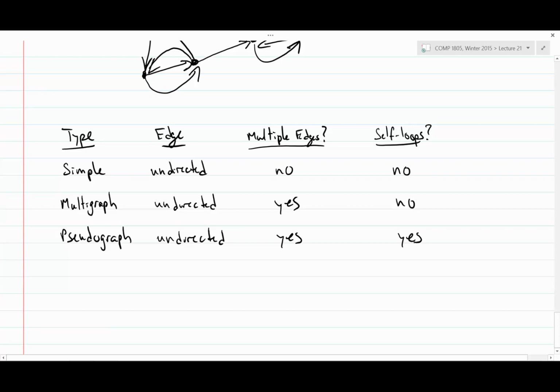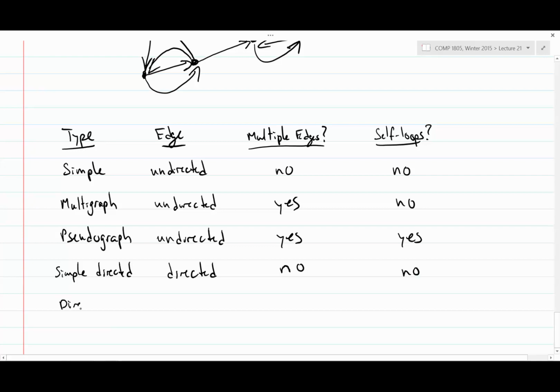And then you have these same things in the directed sense. So you could have a simple directed graph, and in this case the edges would be directed. You would not be allowed to have multiple edges, and you would not be allowed to have self-loops. Okay? One important distinction, though, is in a simple directed graph, the direction of the edge matters. So the edge from A to B is not the same as the edge from B to A. So you could have both of those, and you wouldn't really be a multigraph.